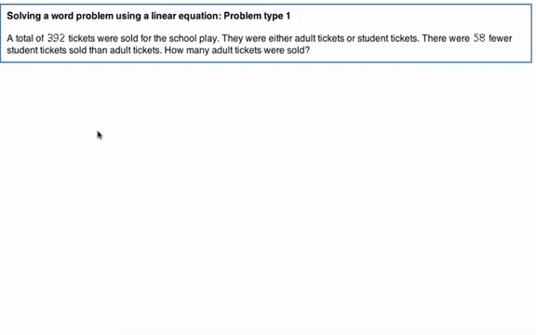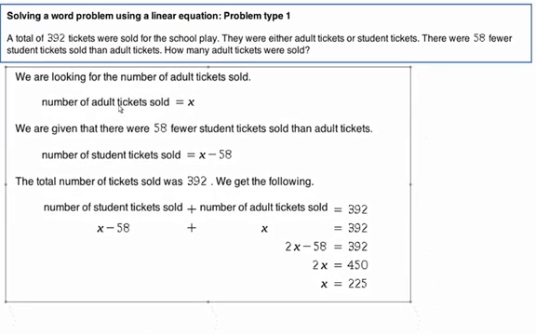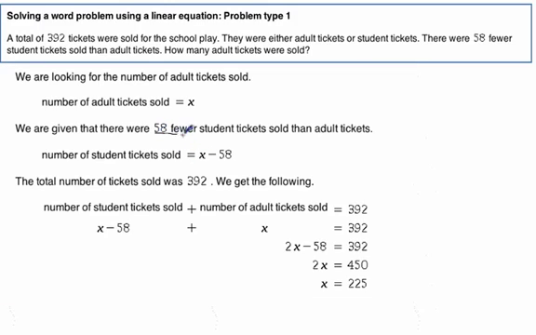Okay, welcome back. Hopefully you recognized that if we say the adult tickets was x, this is a kind of tricky one. It's 58 fewer students sold than adults. So that means 58 less than or minus 58. So it's really important that we get this one straight. So the number of student tickets sold was x minus 58, and the number of adult tickets sold was x. So now we've got a little more complex problem here.